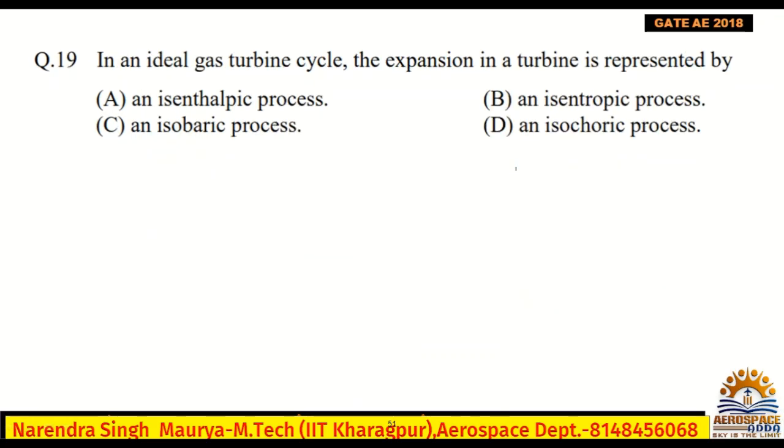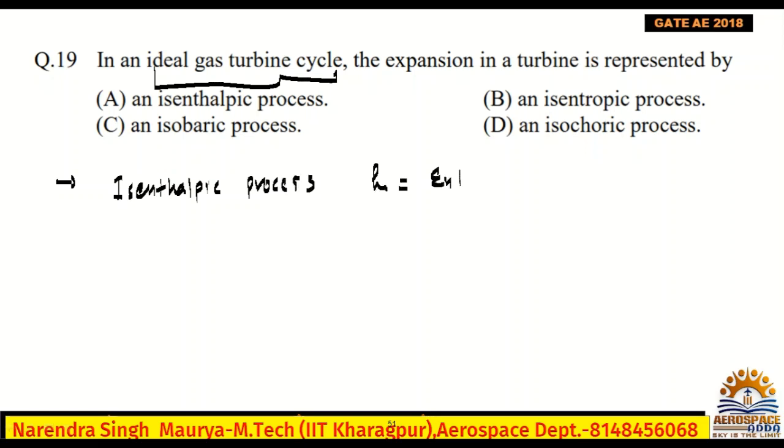Now this is problem number 19. In an ideal gas turbine cycle, the expansion in the turbine is represented by which option? I will write all the processes so that you can understand. What is the meaning of isenthalpic? Isenthalpic process means H, enthalpy, constant. Okay, isentropic.